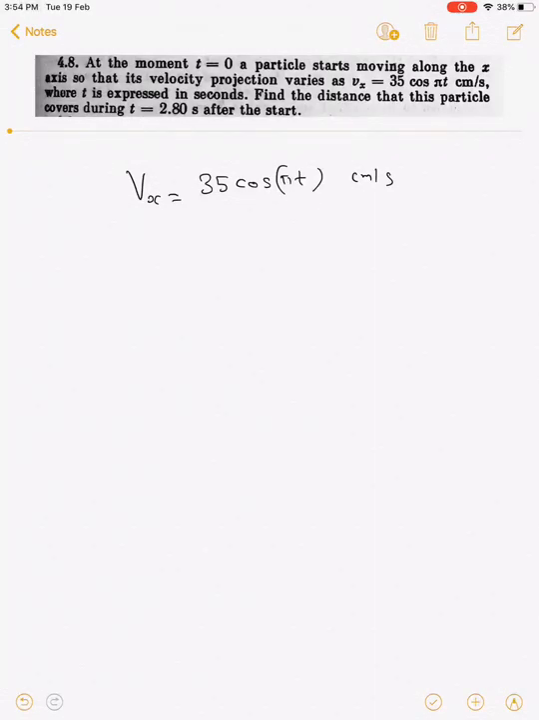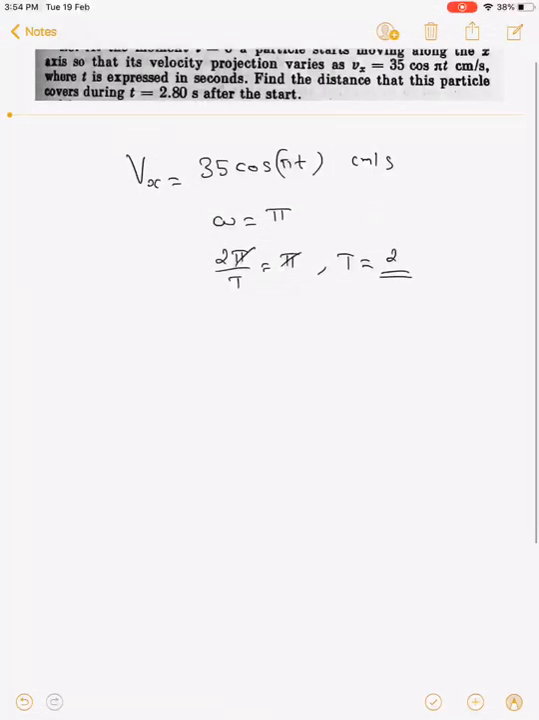From this equation, Vx equals 35 cos pi t, we can write that omega is equal to pi, and we know that omega is 2 pi divided by the time period T. So the time period T is equal to 2 seconds. So in a time of 2.8 seconds, it will complete more than one oscillation, so we can find exactly the distance traveled by the particle.